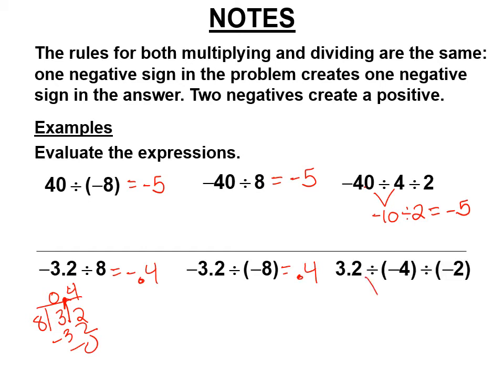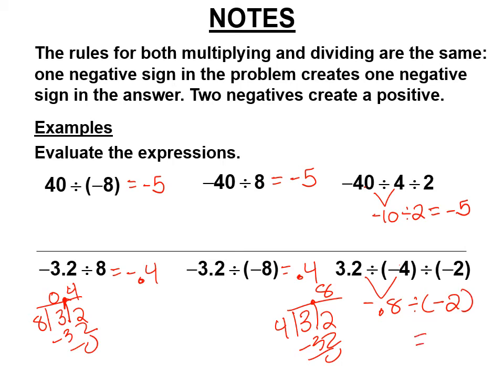So if you do this, you have to do the first one first. Order of operations. So 4 goes into 3.2 0.8 times, but you get -0.8 here. And -0.8 divided by -2 turns out to be +0.4. Again, two negatives in the problem when we started. That means the answer is going to be positive. 0.8 divided by 2 is in fact 0.4.